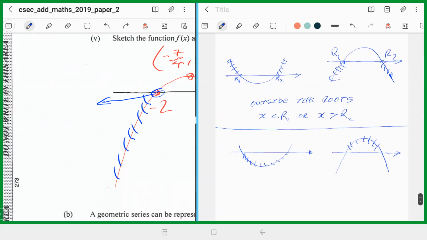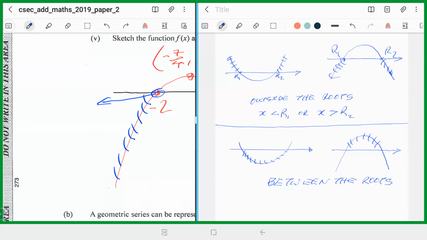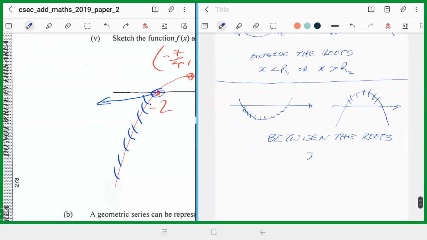So down here is always between the roots. Your inequality, the solution is between the two roots. And when it's between the two roots, X is between them. It is greater than the smaller one, but less than the larger one.